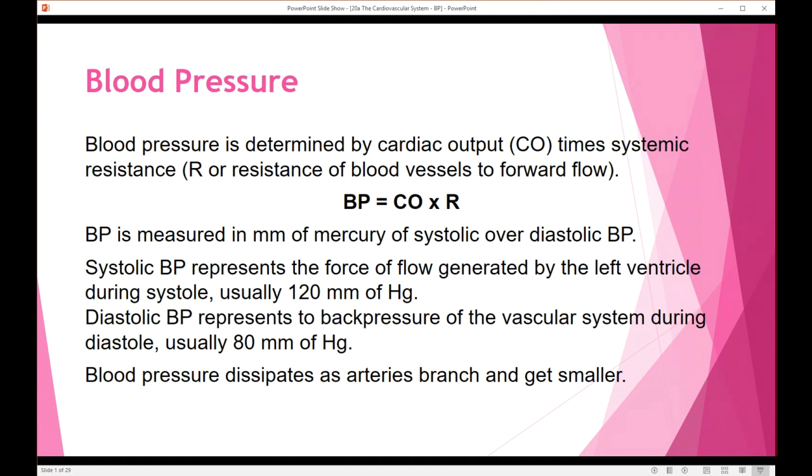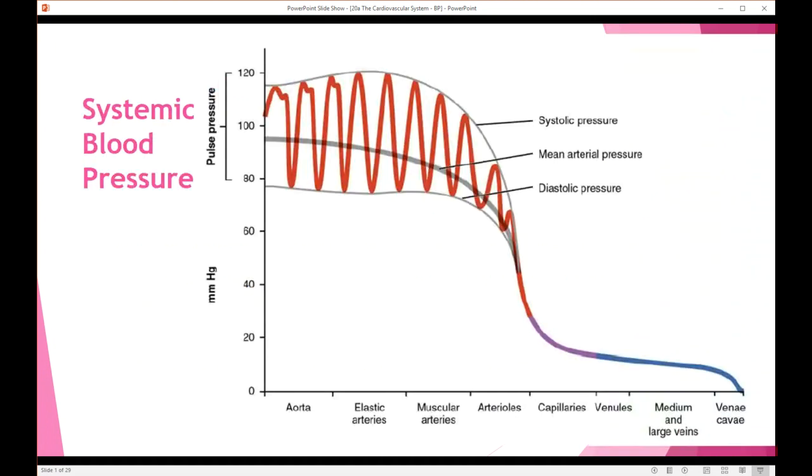The systolic blood pressure represents the force of flow generated by the left ventricle during systole. Usually a normal blood pressure is considered about 120 millimeters of mercury over 80 millimeters of mercury. That 120 is the systolic. The 80 is the diastolic. Diastolic represents the back pressure of the vascular system during diastole, and the blood pressure dissipates as the arteries branch and get smaller and smaller.